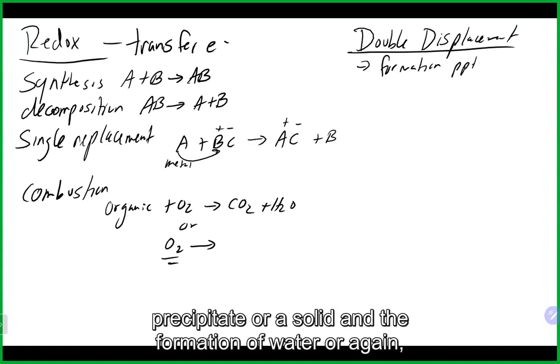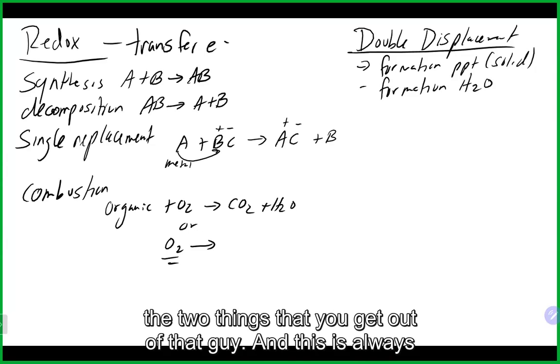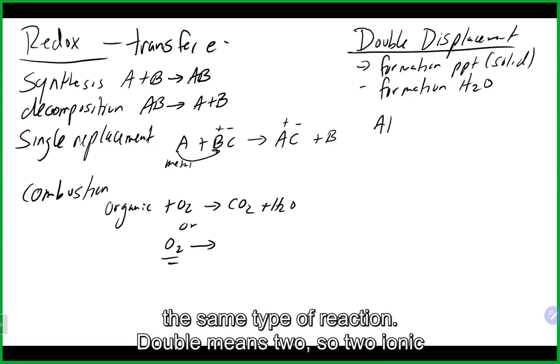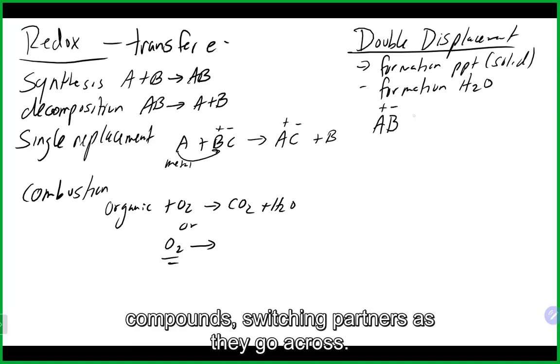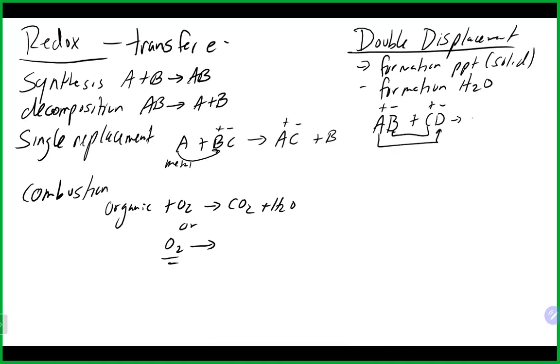On the double displacement side, it will take care of the other two reasons: the formation of a precipitate or a solid, and the formation of water, are again the two things that you get out of that guy. And this is always the same type of reaction. Double means two, so two ionic compounds switching partners as they go across.